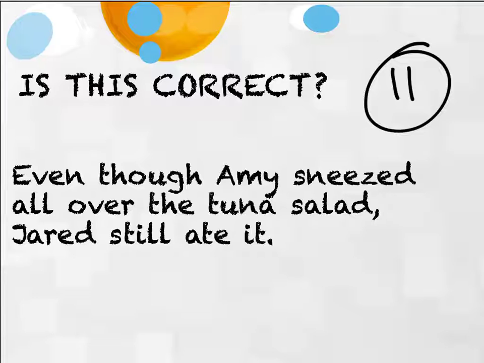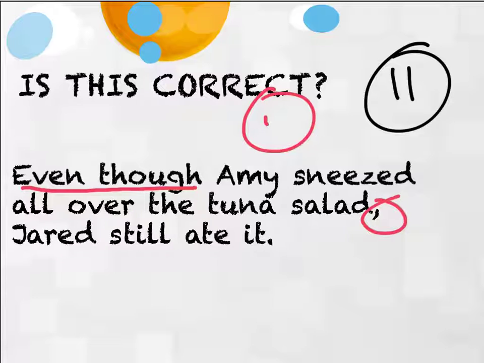Okay, hopefully you took a moment to pause the video and think to yourself, did this use a subordinate clause correctly? It actually did use a subordinate clause correctly. And if you're not sure why, let's go over our 3 rules. First rule is it has to start with one of the words from the list. "Even though" is from that list. I know it's 2 words, but we'll just say a word from that list, so we're good to go with rule number 1. Rule number 2, it has to be followed by a comma. So, "Even though Amy sneezed all over the tuna salad," and then we've got this comma right here, we've got rule number 2 followed. Rule number 3, the second part has to complete the idea.